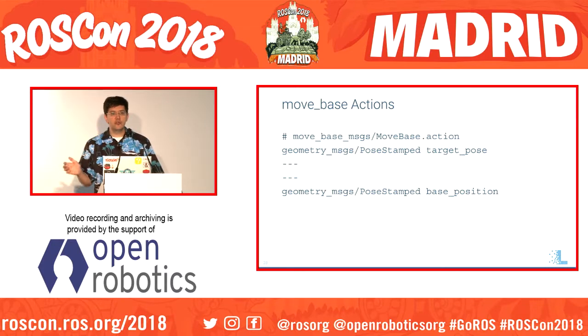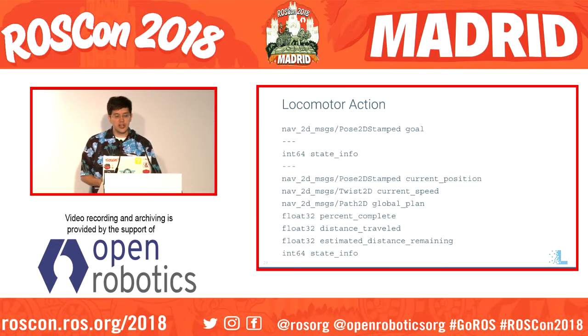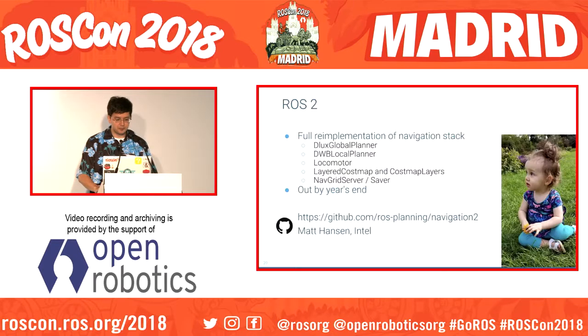So MoveBase is also centered around this MoveBase action, which I find wholly useless for pretty much anything other than the core idea of starting the action and ending the action. You provide it with a target pose, and it occasionally will give you a base position update. I have this new Locomotor action, which you give a goal, and you get much more robust information back. You're not forced to use this. You can create your own actions as well.